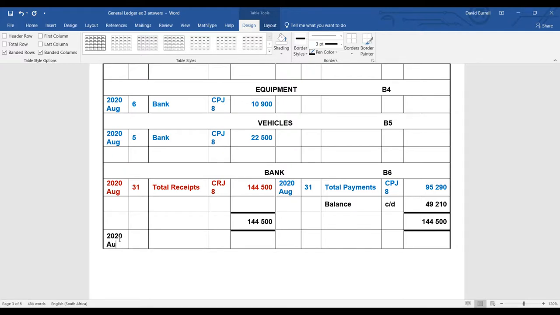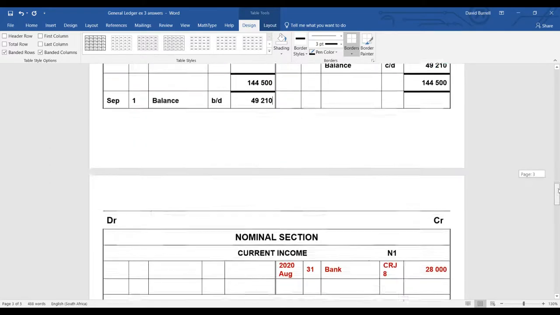Sorry. And then what we're going to do now for our balance brought down, it's going to be the next month. I could have typed the 2020 if I'd wanted to, but the year is the same, so there's no need. It'll be the 1st of September, and it's going to be balance brought down in this case. And the amount is going to be that balancing figure that I put there. So it's going to be 49,210. Okay, so we've balanced the bank account.